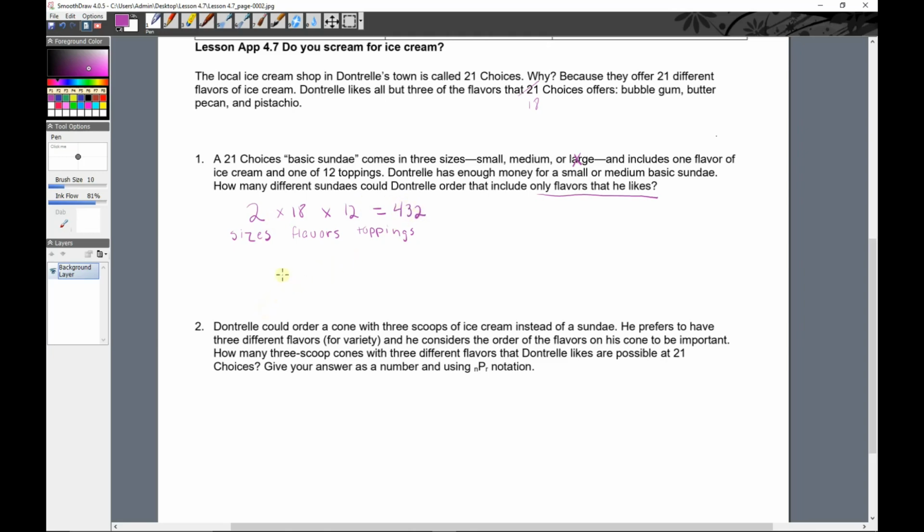So there are 432 possible sundaes. That was quick. Didn't even need all that space.